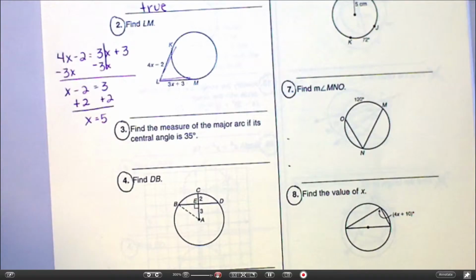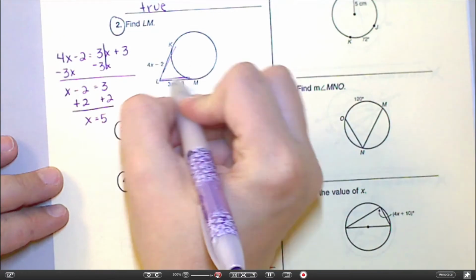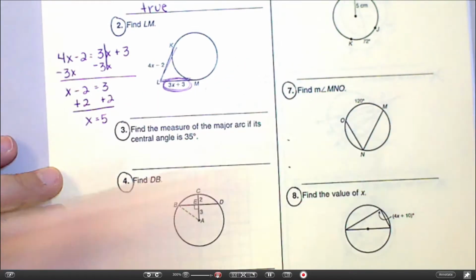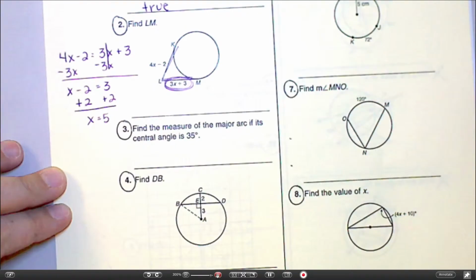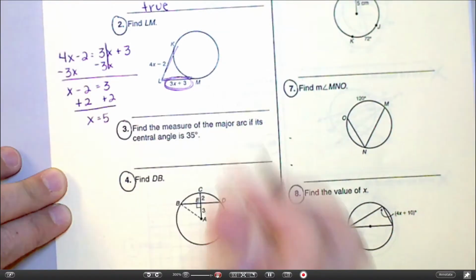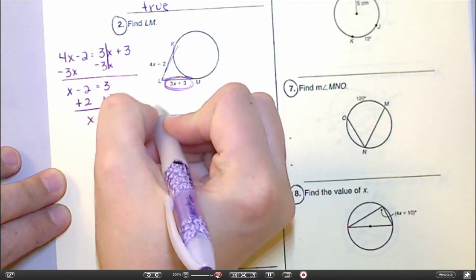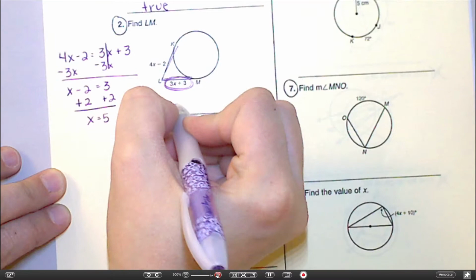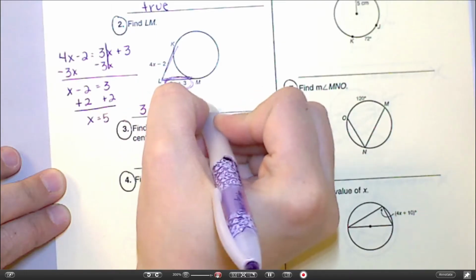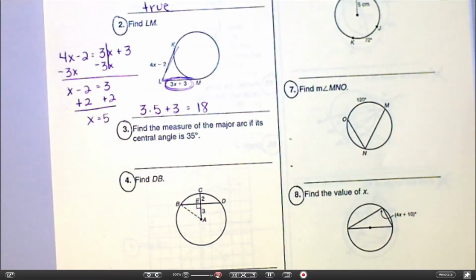Okay. Is that what the question asks? Does the question say, what does x equal? No. What's the question ask? Find LM. Okay, so Luke, what am I going to do? You're going to plug the x in, x equals 5. Okay, so here's LM. LM is 3x plus 3. I'm going to put that x value in. So I'm going to say 3 times 5 plus 3, and that comes out to be 18. And that would be your final answer there.